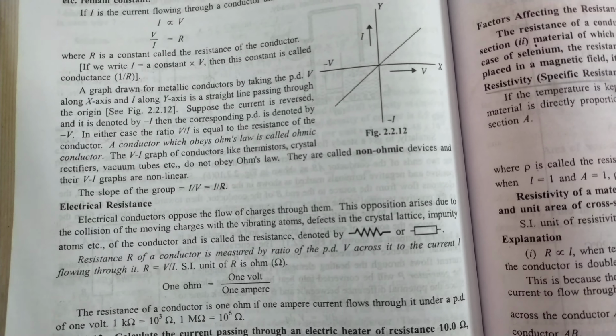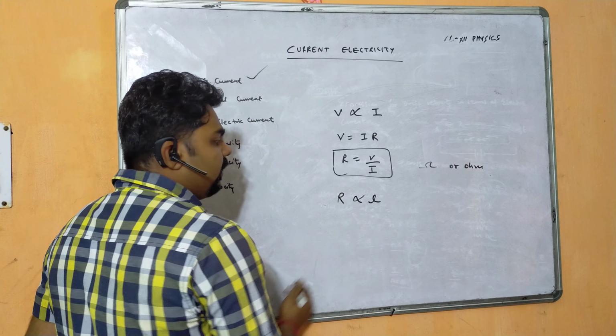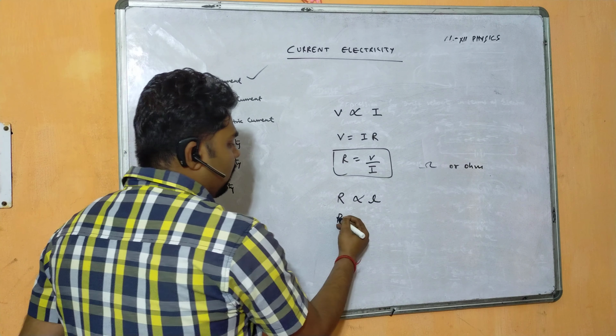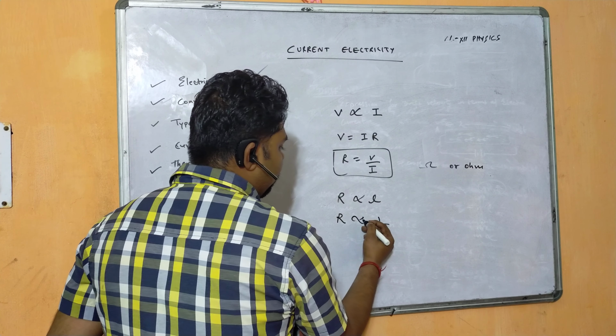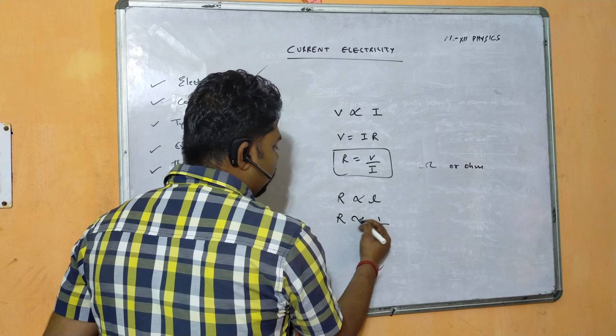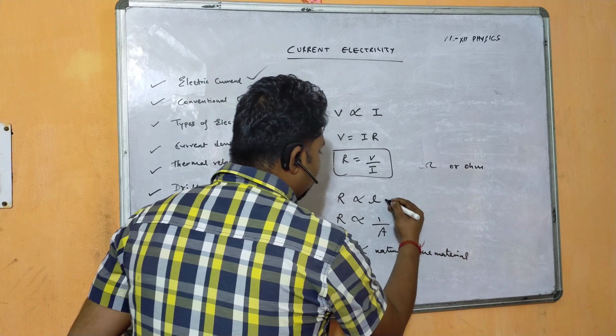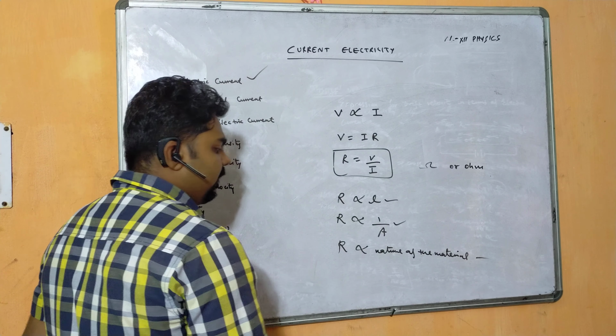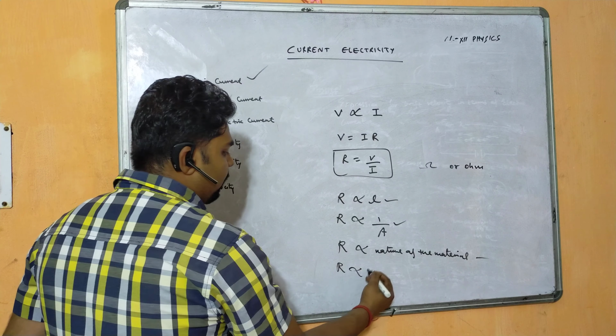Also we know this resistance depends upon four factors. That means R is directly proportional to length. If length increases, then resistance will increase. Resistance is inversely proportional to area of cross section, that means an increase in area decreases the resistance. And it depends upon the nature of the material. So these are the three factors upon which it depends. Also it depends upon temperature.